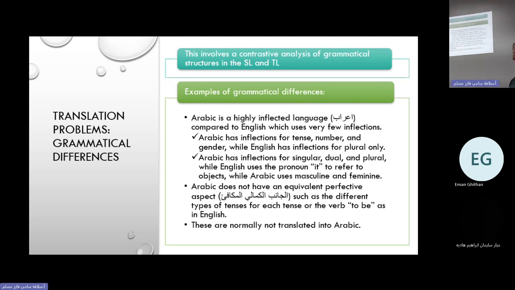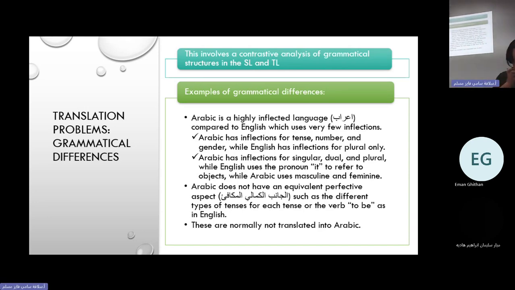Arabic does not have an equivalent perspective aspects, what we call in Arabic al-janib, al-kamali, al-dafi, such as the different types of tenses for each tense of the verb to be as in English. For example, in Arabic, we have only past, present, and future. صح? In English, we have past simple, present simple, future simple, past continuous, present continuous, future continuous. We have lots of past, present, and future. While in Arabic, we only have 3 types.